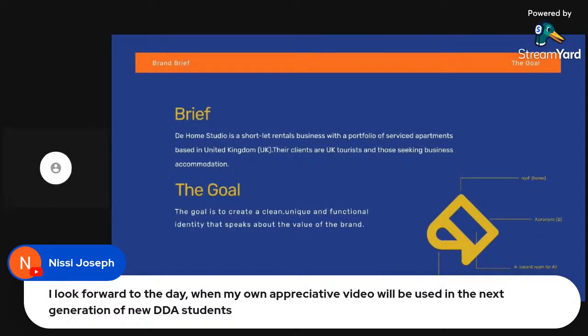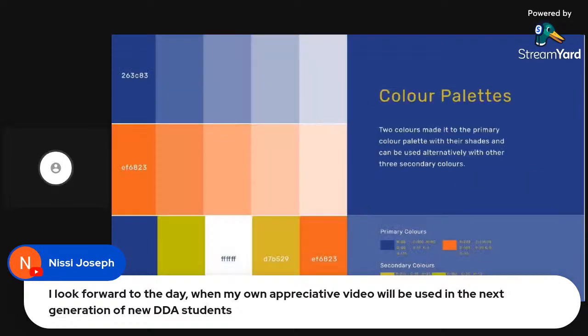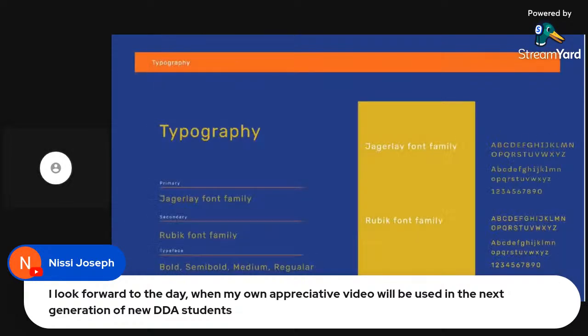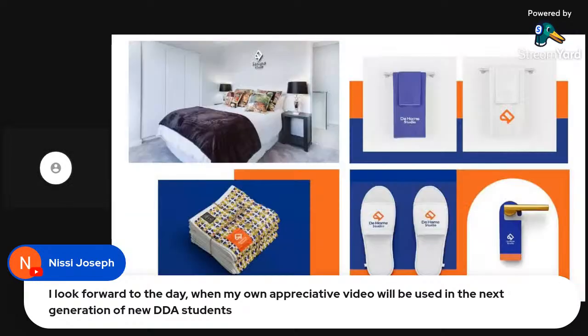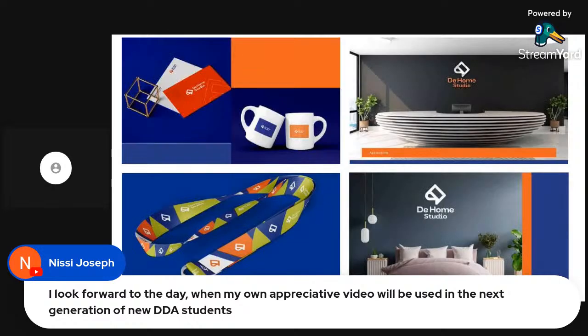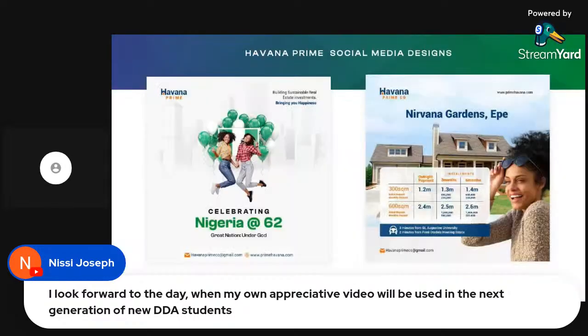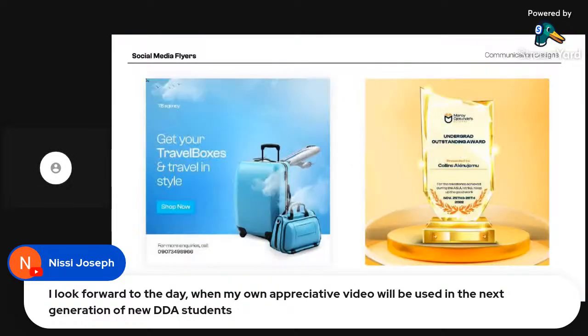All right. This particular identity was done for a brand in the UK, Dome Studio. Social media designs.